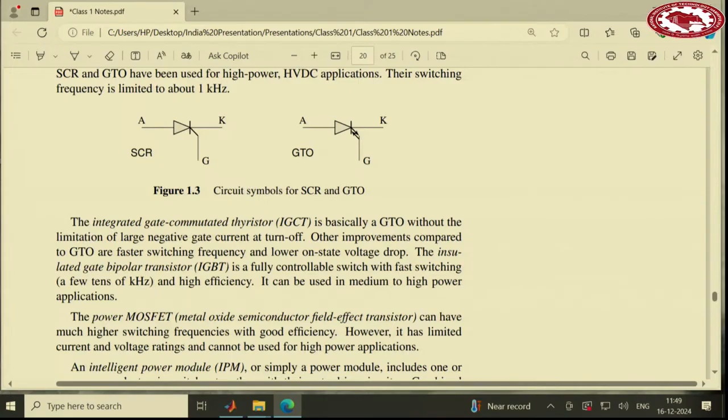The most common one among the switches that we have currently is IGBT, insulated gate bipolar transistor, fully controllable, turn on and off, relatively high switching frequencies. In good IGBTs, high frequency, we can approach close to 100 kilohertz. And it can handle a still rather large power. Not as much as SCR, but still rather large power.